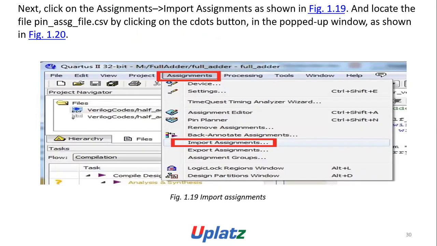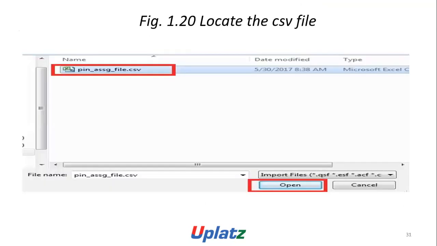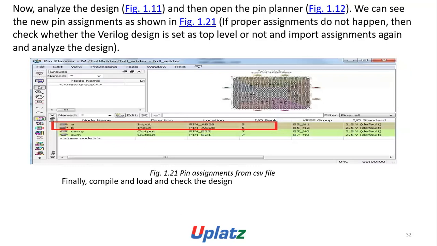In the pop-up window, as shown in figure 1.20, locate the CSV file. Now analyze the design and then open the pin planner. We can see the new pin assignments as shown in figure 1.21.